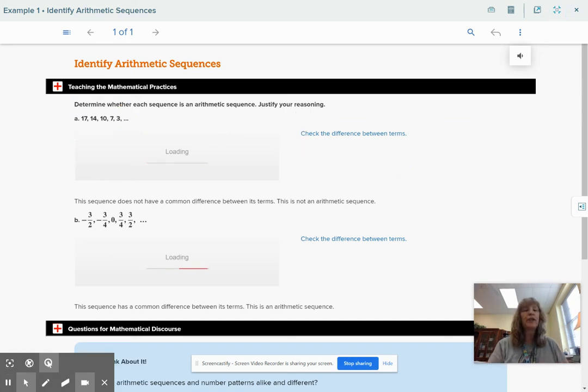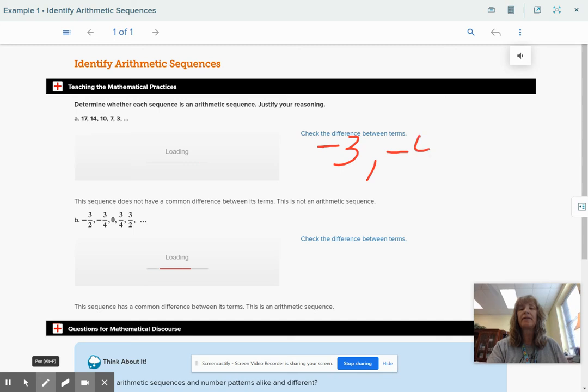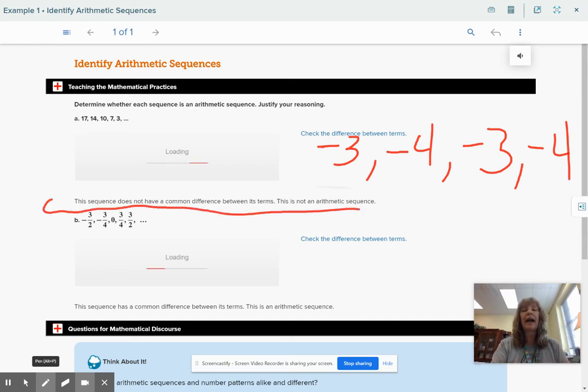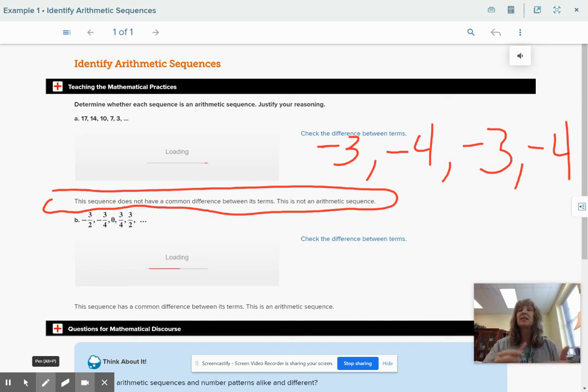Okay, so hopefully you've noticed in this first one, the common difference between 17 and 14 is negative 3. And then the common difference between 14 and 10 is negative 4. And then the common difference between 10 and 7 is negative 3. And then finally, we have a negative 4. Hopefully you've noticed that down here, this tells you this does not have a common difference that's consistent. And that's how you can tell the difference between something that is an arithmetic sequence and something that is not. So in this example, this is not an arithmetic sequence because there is no common difference.